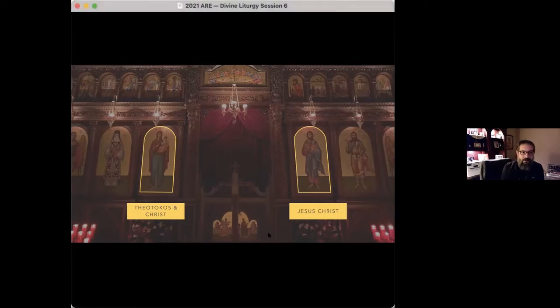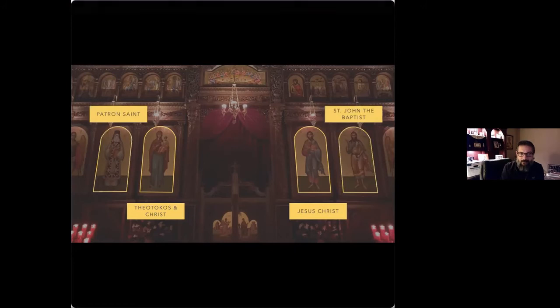Now, moving out one block on either side of them, on our right side again is St. John the Baptist, who, if there's room, if there's space, will always be there on that side of Christ, because he is the forerunner. He is the greatest prophet, the greatest to be born among women, as Christ said. And he was the one who proclaimed Christ to the world.